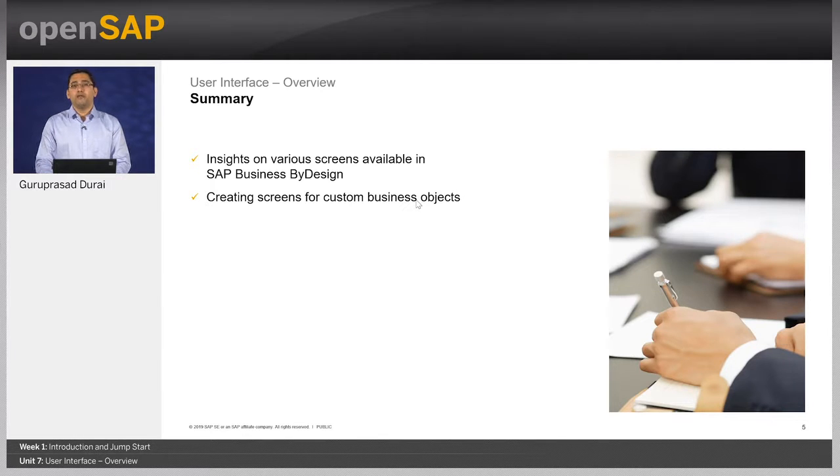With this, we come to the end of week 1, unit 7 on user interface overview, and below is a summary of the unit. We got a brief overview on user interface, what are the screens, created screens for the custom business objects, and finally, we assigned the work centers to the business users, created data for the business object, and tested our code. The process of how to generate the screens for custom business objects and assign the work center to the business users are available as part of the exercise for this unit. Please make use of it and get your hands-on experience for this unit.